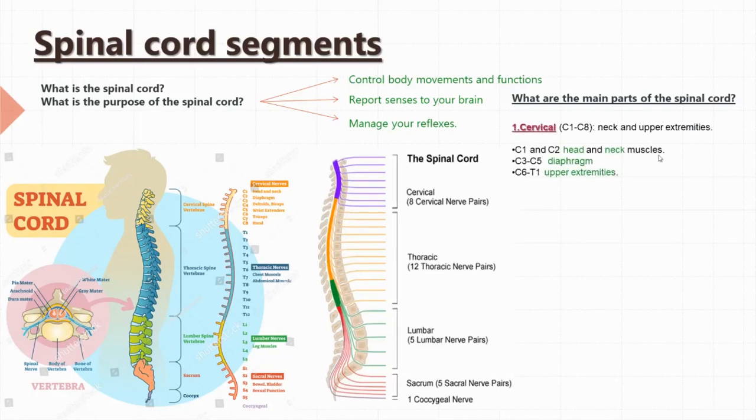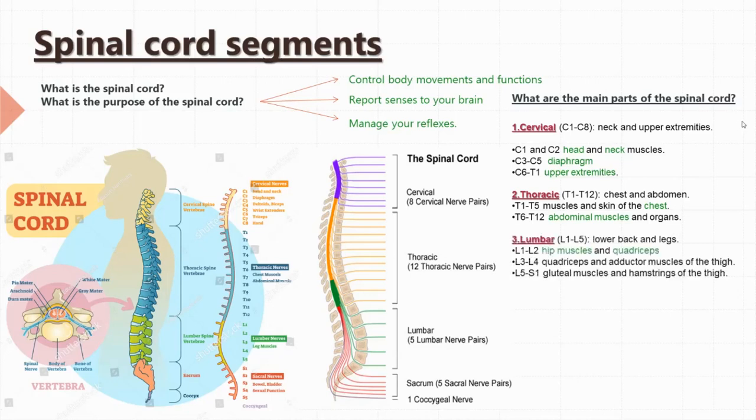Okay, so the cervical part is responsible for the neck and the upper extremities. As you can see, each specific part is controlling a different part of your body. For example, C1 and C2 are responsible for head and neck muscles, C3 to C5 for diaphragm, C6 to T1 upper extremity. The thoracic part is from T1 to T12 and is mainly responsible for chest and abdomen. The lumbar part is about the lower back and the legs.